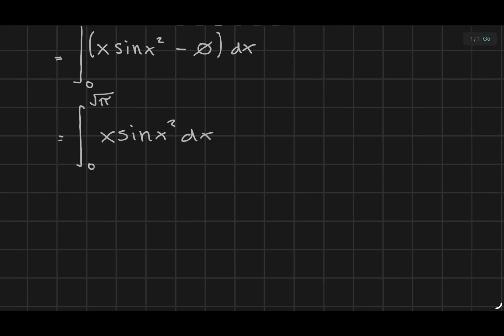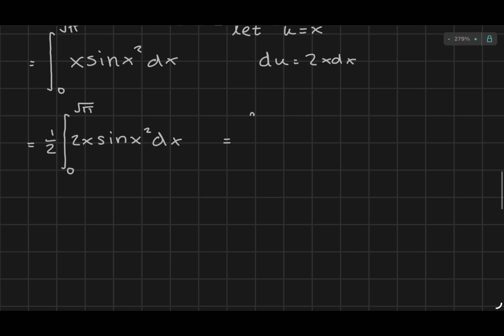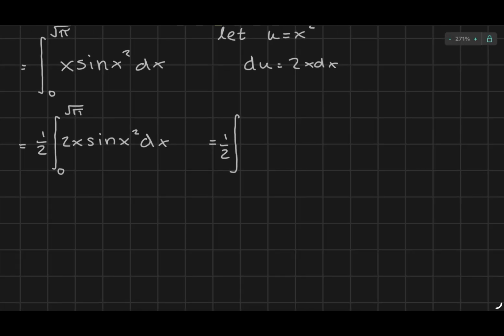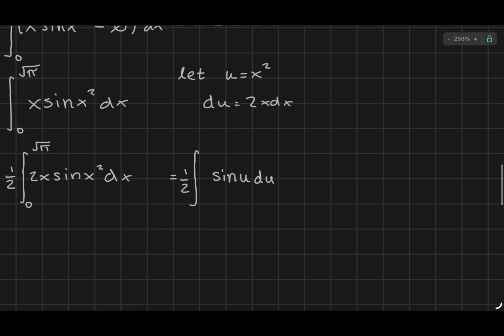We're going to let u equal x squared, and our du is going to equal 2x dx, meaning our new integral is going to be 1/2 integral from 0 to the square root of pi of 2x sine x squared dx. Rewriting that, we can write 1/2 integral, and we'll change our bounds right now, of sine of u du.